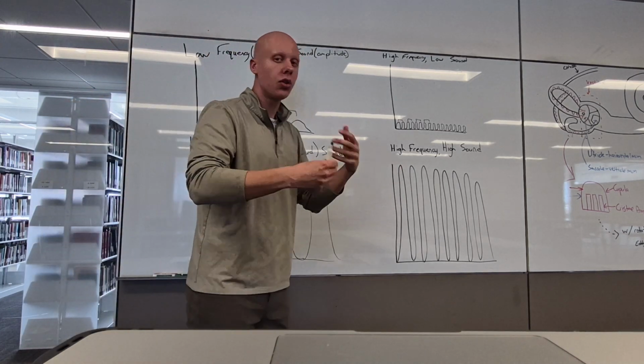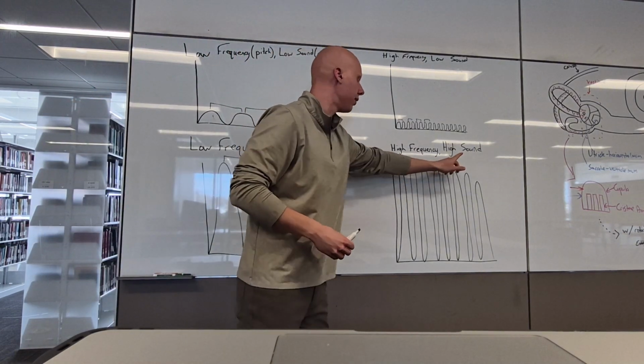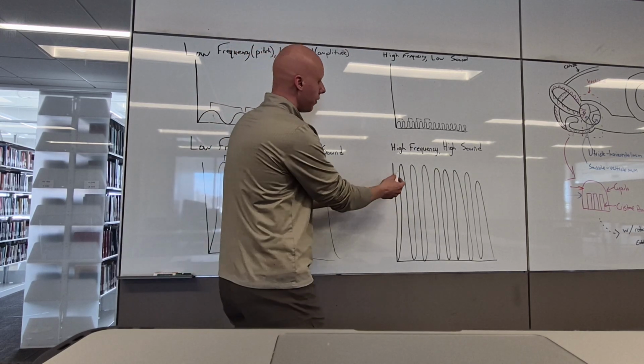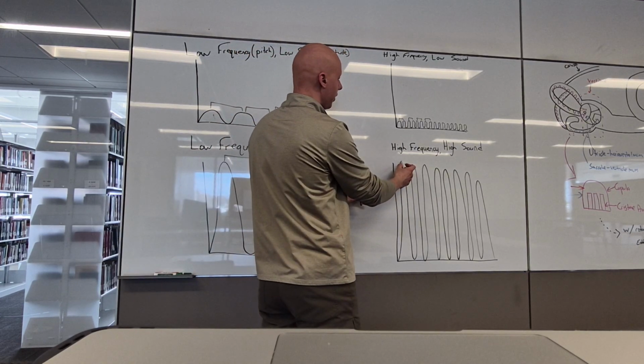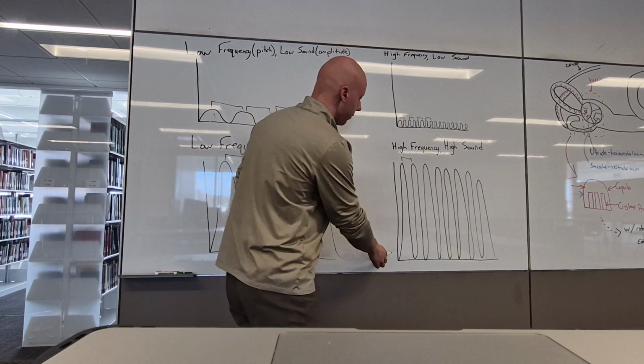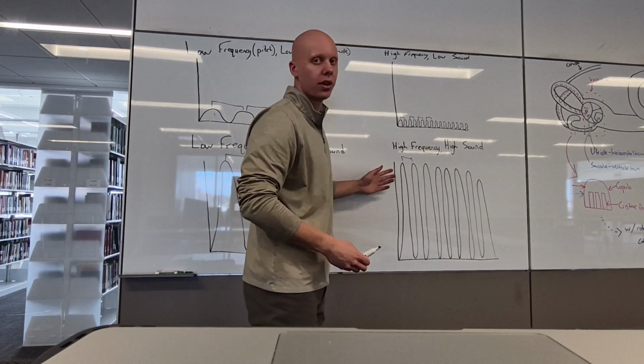If you have a sound wave that is of high frequency and a very loud sound, then you're going to have a graph that looks like this, where you have wavelengths, because of the high frequency, that are very close together. And because of the high sound, you have very high amplitude of your sound waves.